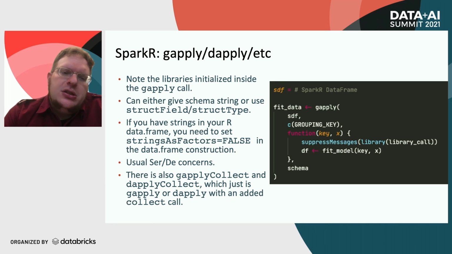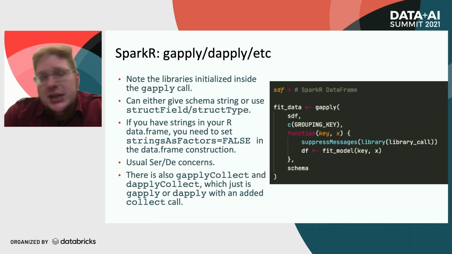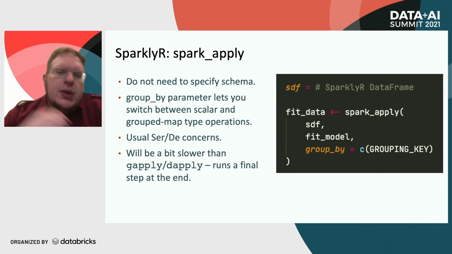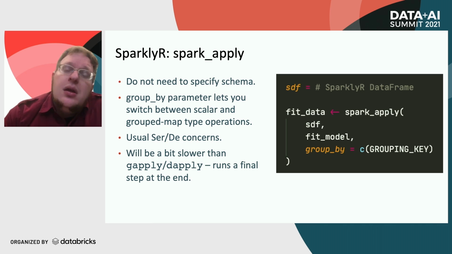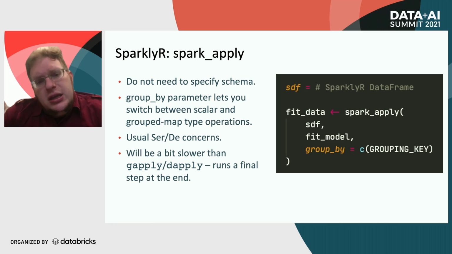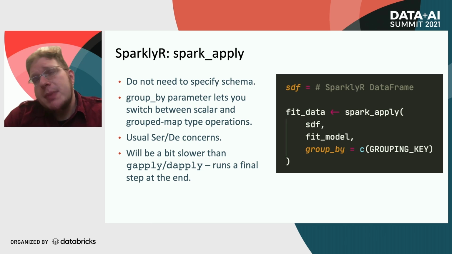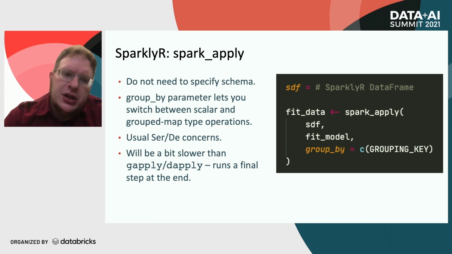Finally, there is gapplyCollect and dapplyCollect, which is gapply and dapply with a collect call put on top of it. In sparklyr, you have the spark_apply function. Much like Koalas, you don't need to specify the schema. It will run your code a few times to try and infer what the output schema should be. You can give it the group by value as an optional parameter. Whether or not you have this group by value is essentially what turns it from being a grouped map operation to a scalar type operation.